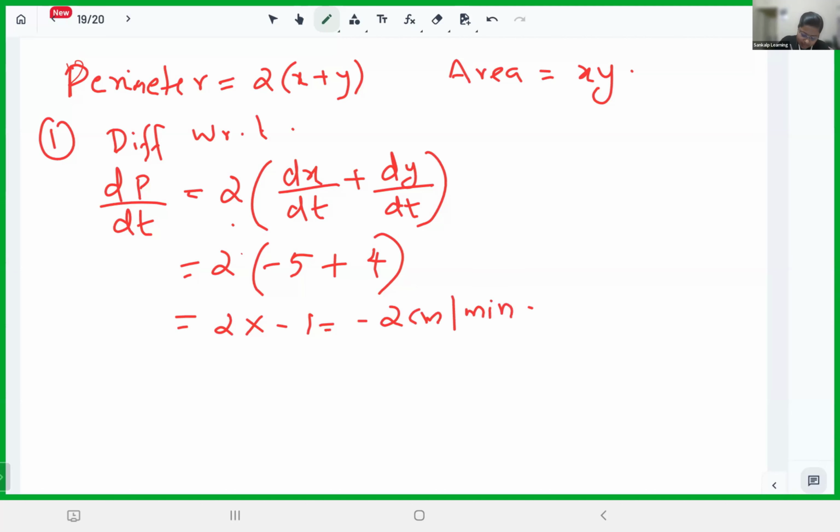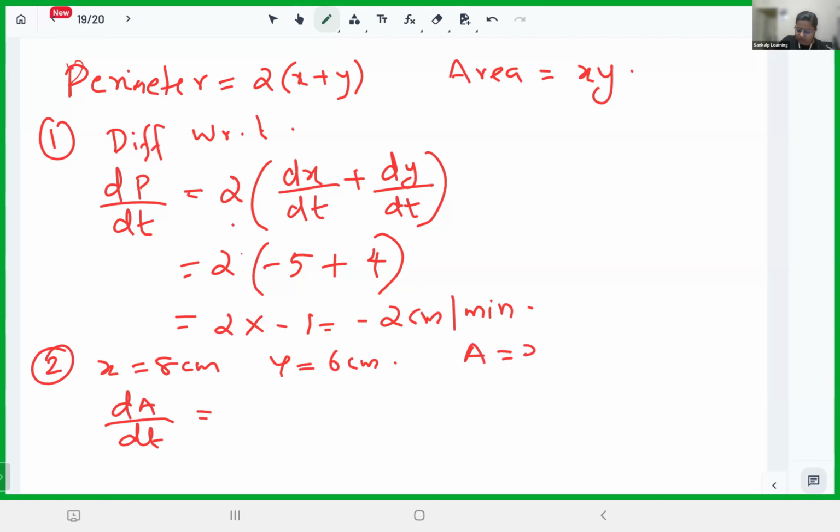Okay, now the second question was about area. You have to find out the rate of change of area of the rectangle when x equal to 8 centimeter and y equal to 6 centimeter. Okay, so you have to find out the rate of change in area. So that means dA by dt, isn't it? We know area is equal to x into y, which means you have to apply the product rule, right?